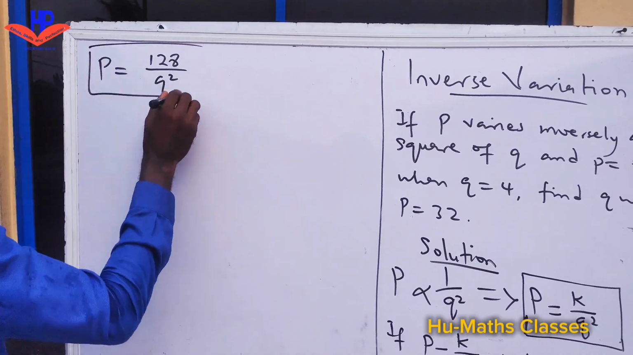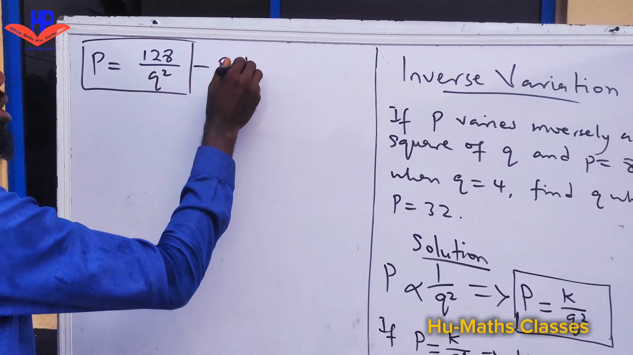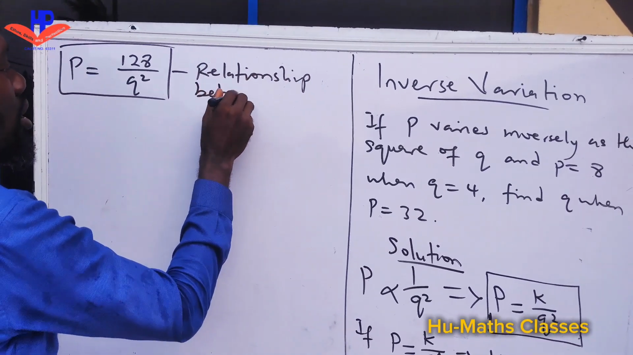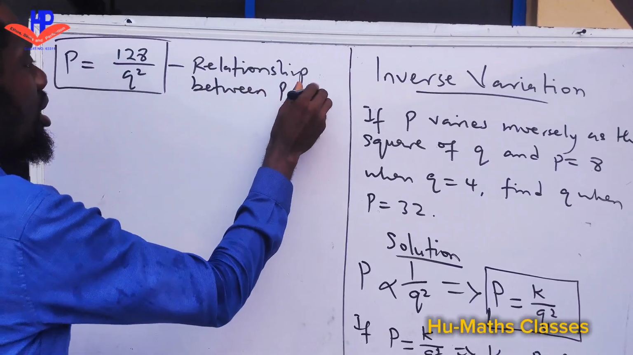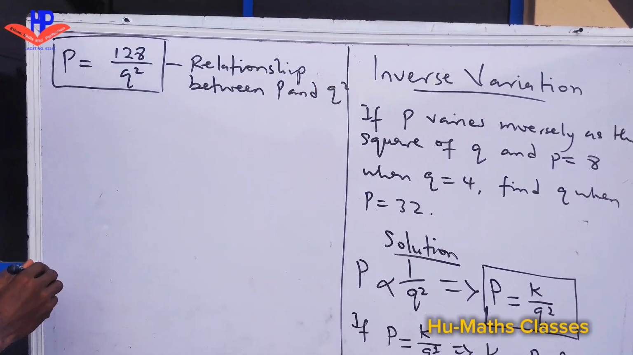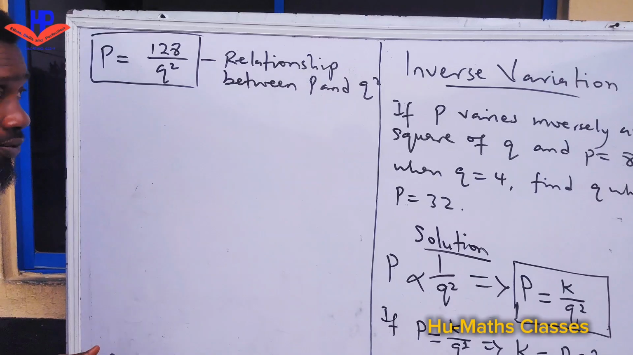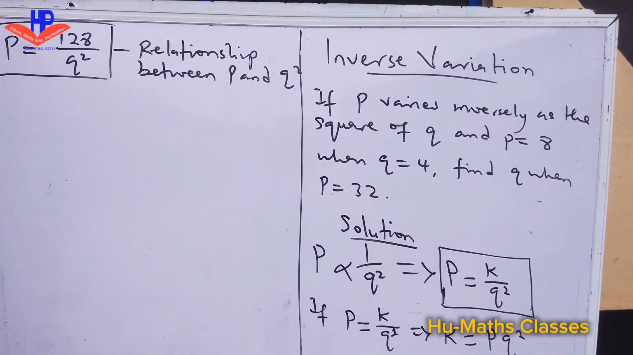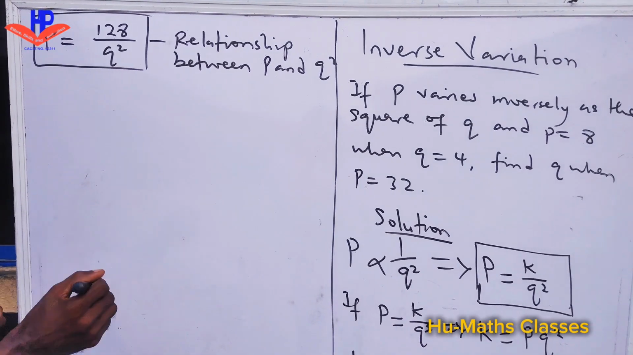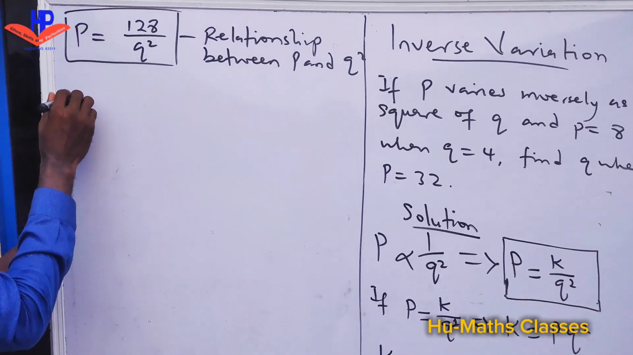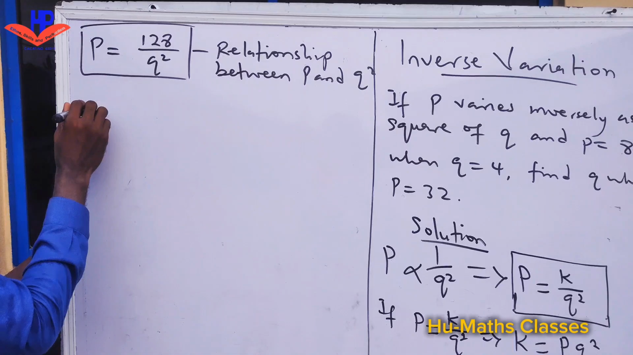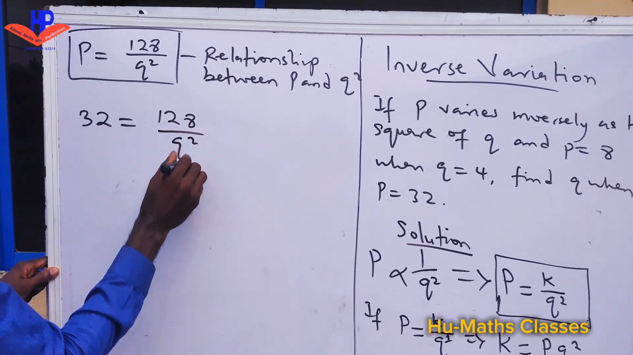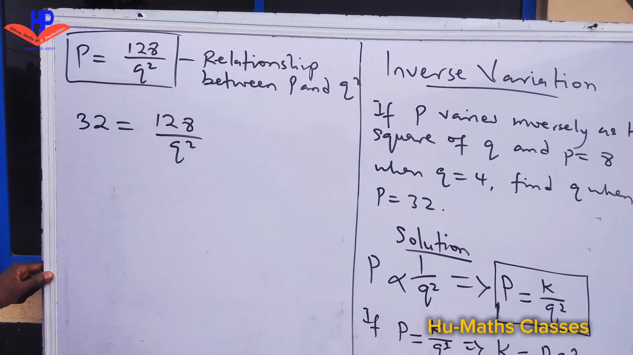So this formula shows the relationship between P and Q squared. We have that formula stated. Now the question continues. Find Q when P is 32. So we have 32 is equal to 128 all over Q squared. We have to find Q when P is 32.